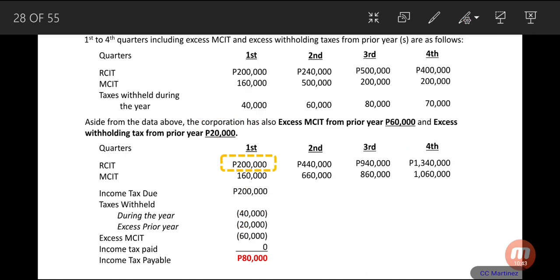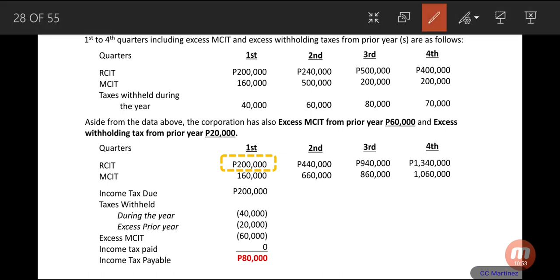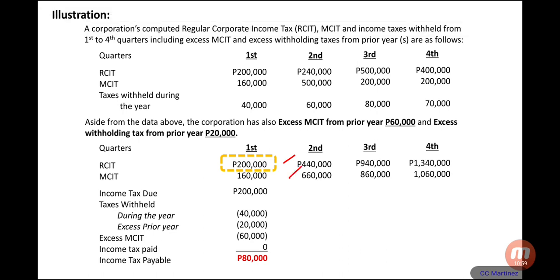For the second quarter, same process, kunin muna natin yung income tax due. So, para malaman natin kung magkano yung income tax due, alamin natin ano mas mataas, yung RCIT ba o yung MCIT. Of course, this time, mas mataas naman yung MCIT. So, MCIT yung gagamitin natin as income tax due na 660,000.